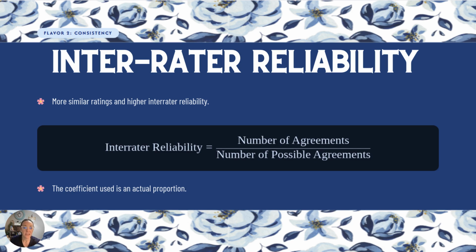So we see the formula here: inter-rater reliability is equal to the number of agreements over the number of possible agreements. So there's 10 things and we agreed on 8 out of 10. Well, our inter-rater reliability is 80%. We're pretty good, okay? In the case of inter-rater reliability, the coefficient used is an actual proportion, and this is not the case with correlations used to describe the other types of reliability that I showed you earlier.